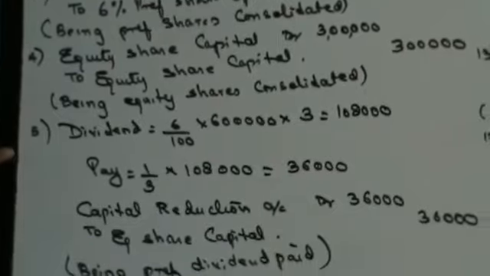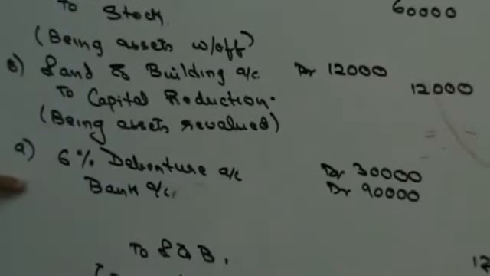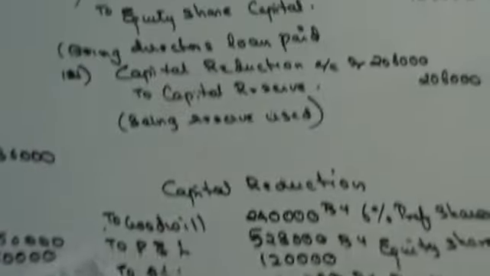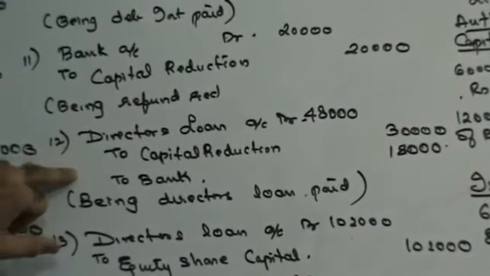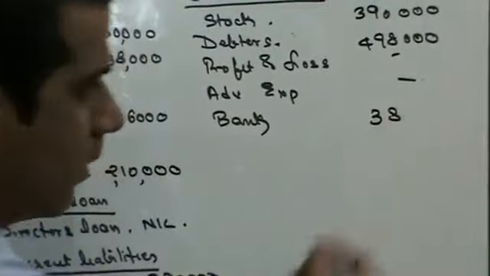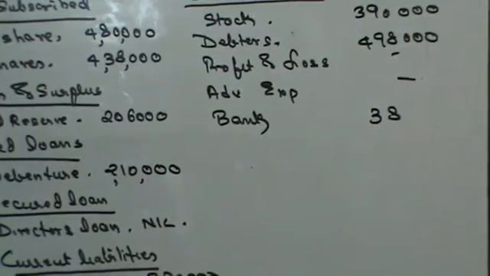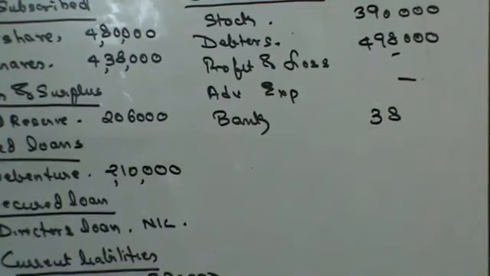And then you have bank. Now, bank: 3 lakhs plus 90,000 minus 12,000 plus 20,000 and minus 18,000. How much is it? 3,80,000.